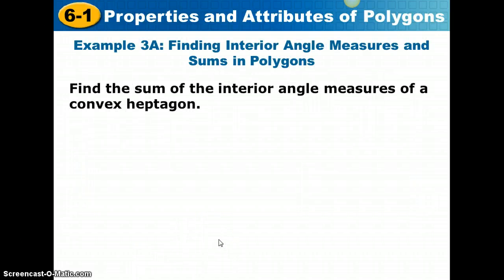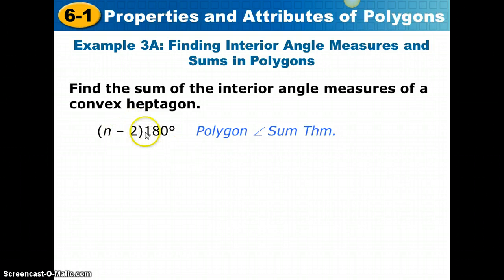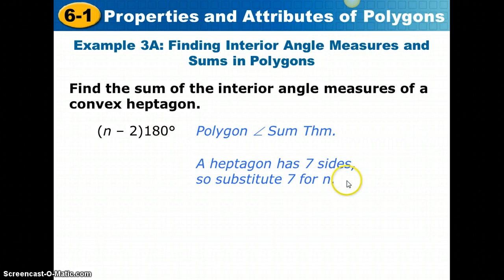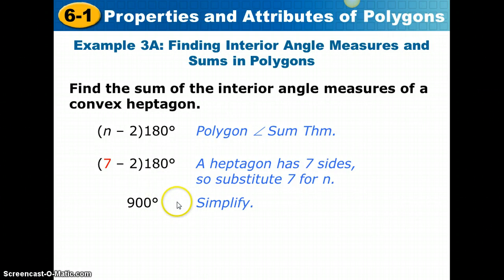So let's try some examples. Let's say we're finding the sum of the interior angle measures of a convex heptagon. Remember, heptagon means there are 7 sides. So we're going to use this formula, (n minus 2) times 180. A heptagon has 7 sides, so we're going to substitute 7 for n. When we simplify, we get 900 degrees total.